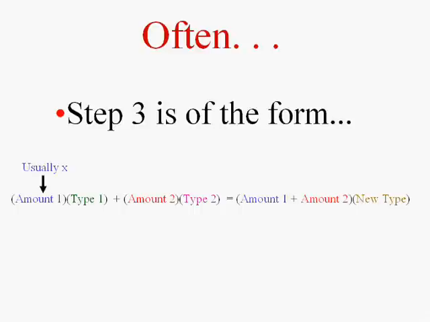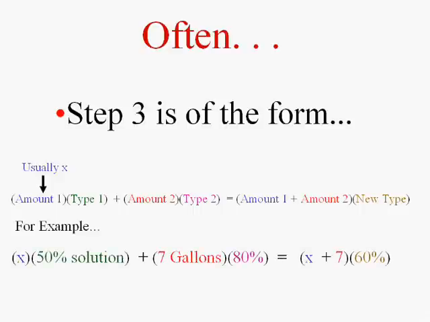Now usually the amount you're pouring in, you don't know how much to pour in, so it's going to be X. So we'll have something that looks like this: how much of a 50% solution do I need to add to 7 gallons of an 80% solution to get a 60% solution? Now I have to throw in the X plus 7, because remember, I'm pouring X amount into 7 gallons, and how much am I getting? X plus 7.